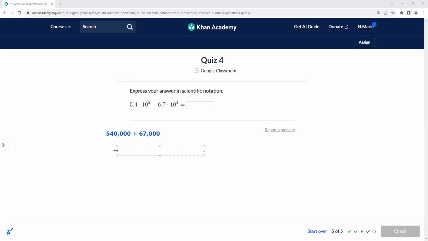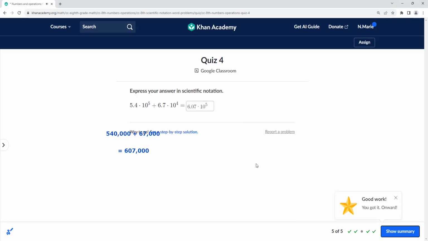Khan Academy does it a different way. And you can see which way they do it. I'll show you as well. That way you can see which method works for you, because everybody's different. So this would then get me 6.07 times 10 to the 5th power, writing it in scientific notation. So let's see how Khan Academy does this.